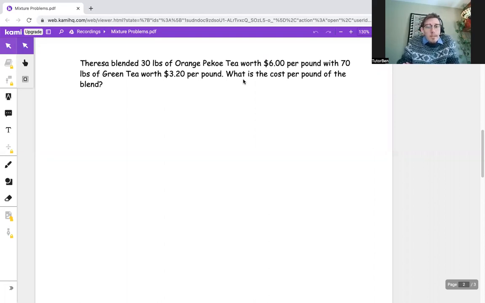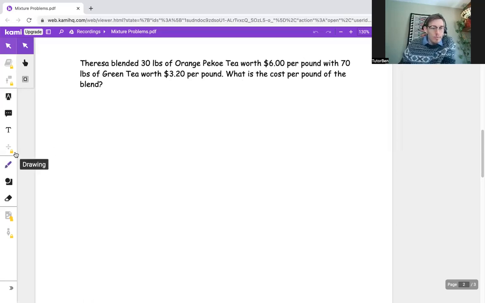This says Theresa blended 30 pounds of orange Pekoe tea worth $6 per pound with 70 pounds of green tea worth $3.20 per pound. What is the cost per pound of the blend? So these are mixture problems because we're mixing different teas worth different prices, and we're interested in the final cost per pound based on the prices of what we blended together. So the two things that we're caring about in this problem are the pounds of tea and the price per pound of tea.